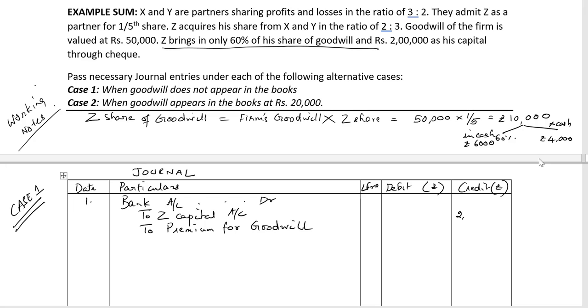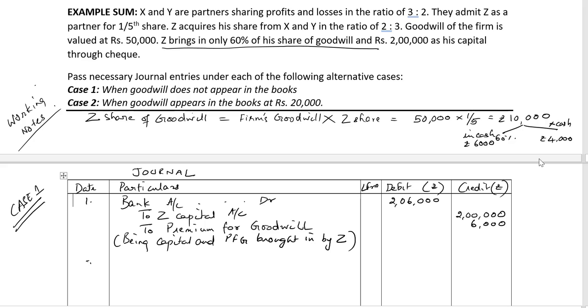Capital brought in rupees 2 lakh and premium for goodwill brought in rupees 6,000. Totally rupees 2 lakh 6,000 received by the firm, being capital and premium for goodwill brought in by partner Z.